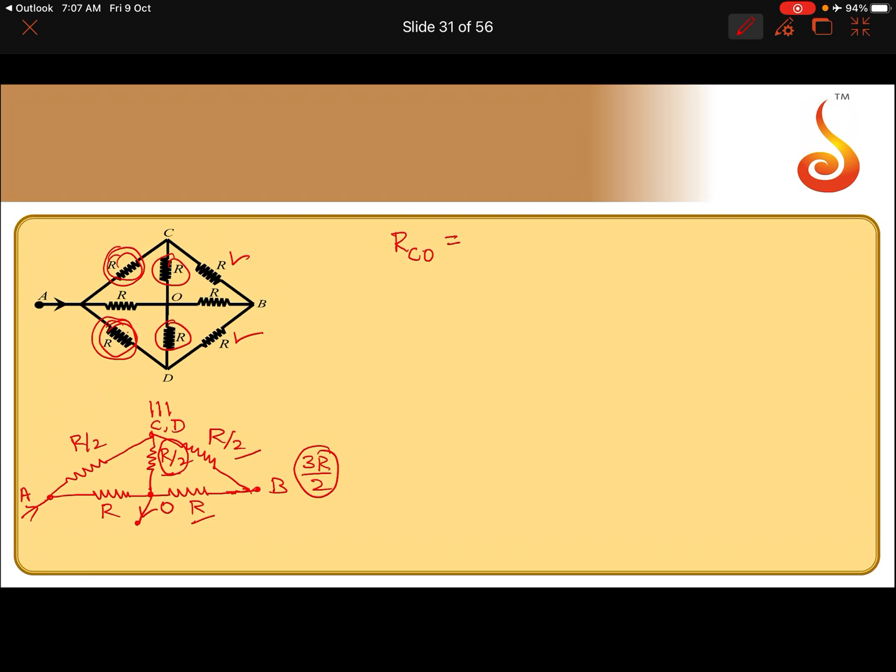So RCO, between C and O, resistance is R by 2 into 3R by 2 divided by R by 2 plus 3R by 2, which is 2R. So R gets cancelled. It will become 4, 4 2 is 8. So it will become 3R by 8. This is RCO, right? Now this 3R by 8 is in series with R by 2.